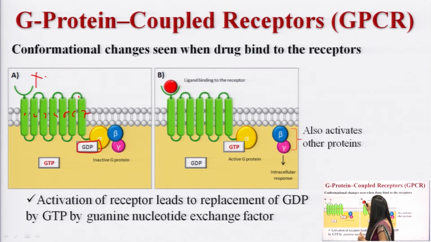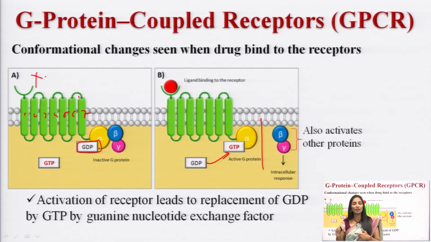And see the second picture here, the drug has been occupied. Once the drug comes and binds to its receptor, what internal changes will happen? Once the drug binds to its receptor, the alpha subunit will be separated from the beta and gamma, and GDP will be replaced by the GTP. The GDP will be replaced by the GTP in the presence of guanine nucleotide exchange factor. So which factor is replacing the GDP with GTP? Guanine nucleotide exchange factor. So don't get confused here.